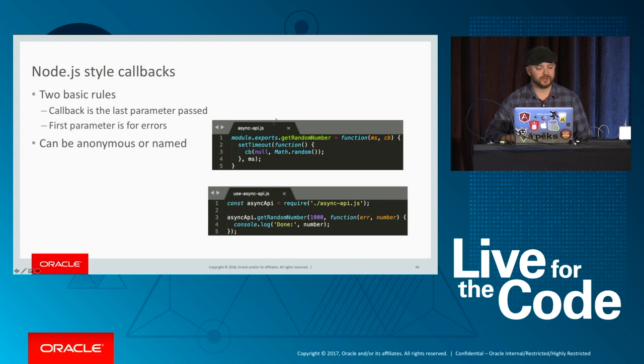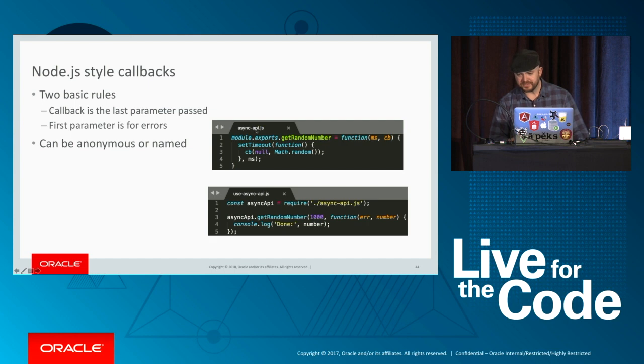The two basic rules are, A, the callback function, when passed to an async API, is always going to be the last parameter passed. And B, that function's first parameter is reserved for errors. And you can do this with named functions or anonymous. We'll see examples of both. But here's what this looks like.